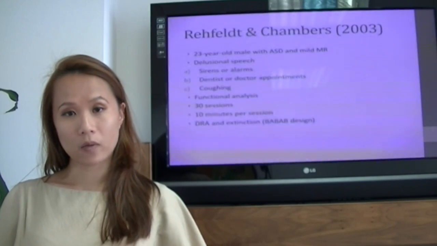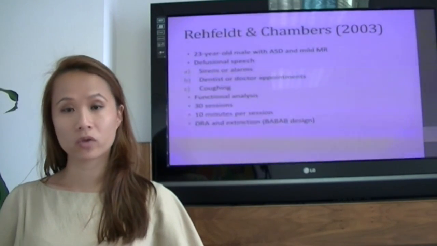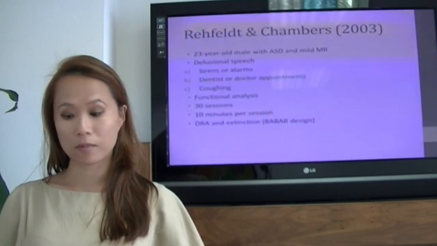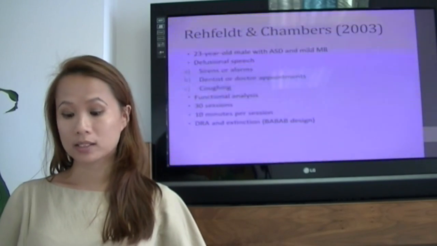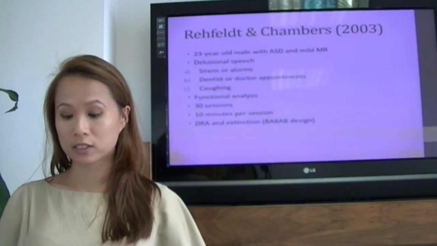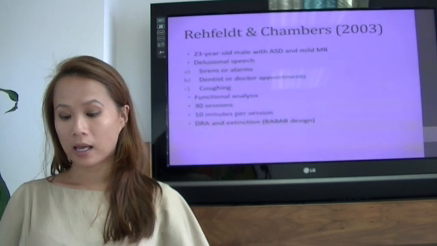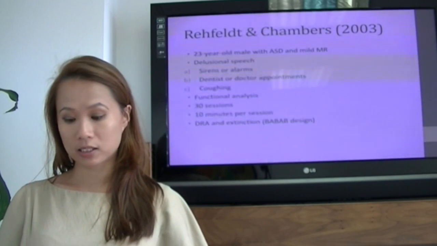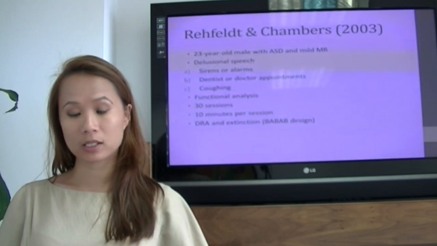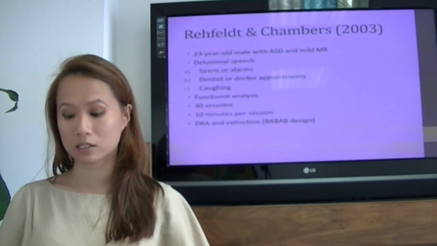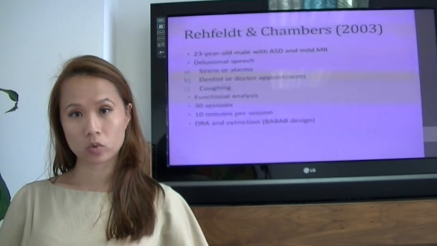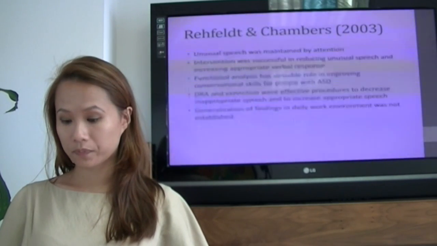The next study I would like to share with you was about a 23-year-old man with ASD and mild MR. His delusional speech was defined as below. Again, functional analysis was conducted, and there were 30 sessions in total, each 10 minutes long. DRA and extension were used as the treatment plan as well.